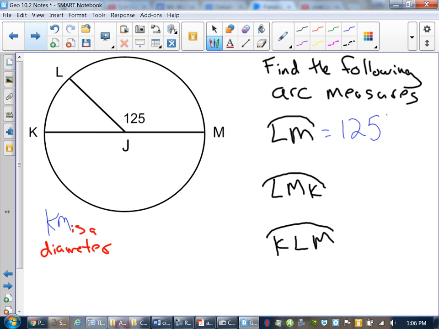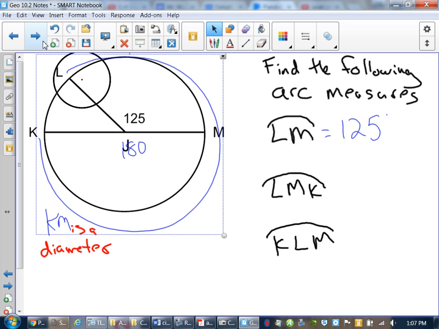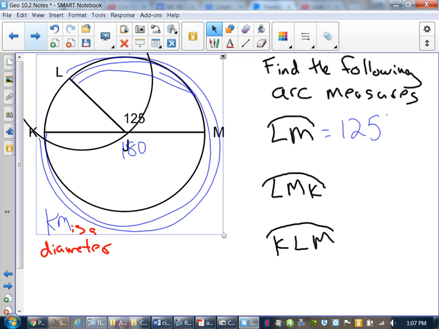Now, the next one says LMK, which means you're going from L past M to K. Well, what's this angle down here? 180. What's the arc going from L to M to K? 305, very good. All you're doing is adding them together. Here's 125, we get from here to here, and I come back around, there's another 180. It's got to be 305.